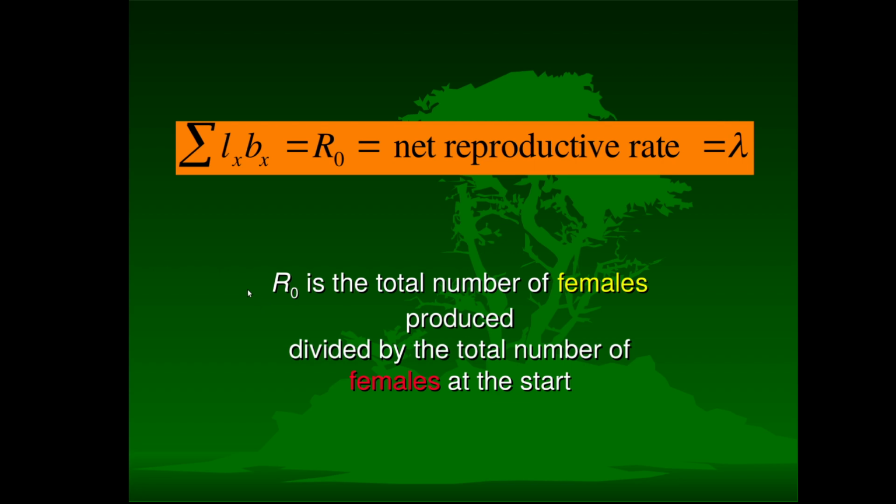So lambda is just the total number of females produced divided by the total number of females at the start, and it's always assumed per some time unit. All right, so lambda is the total number of females produced divided by the total number of females at the start.